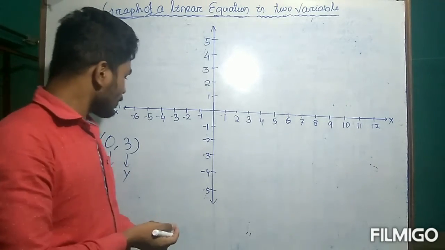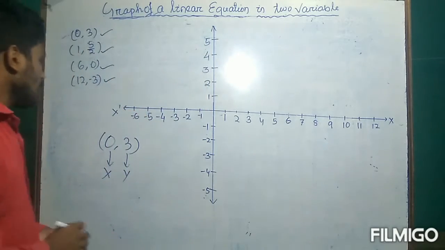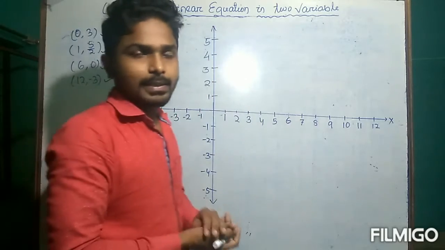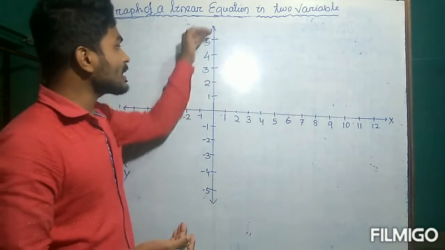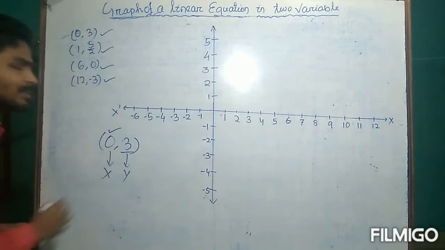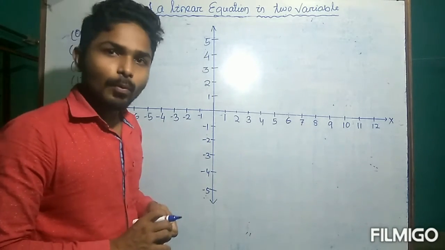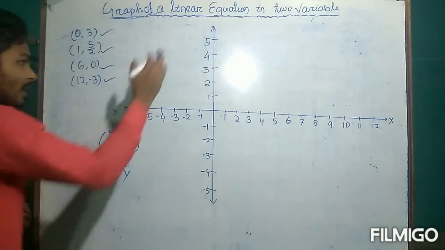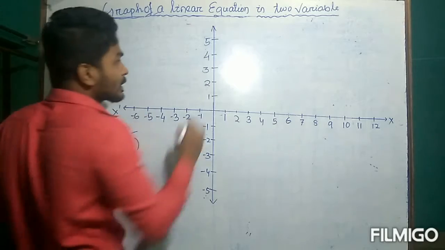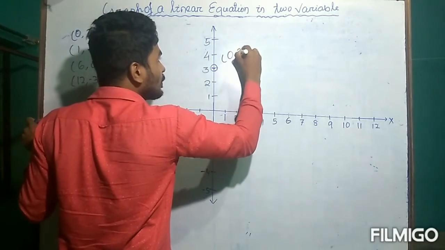Since the x coordinate is 0, it means this point should lie on the y-axis, according to the rule as we studied: if the x coordinate is 0, then that point will lie on the y-axis. But we do not know in which direction it will lie. Since the y coordinate has a positive sign, this point should lie towards the positive direction of the y-axis. So let's represent this point on the y-axis. On the y-axis you have to move up to 3 units. Up to this unit, now this point represents 0, 3.